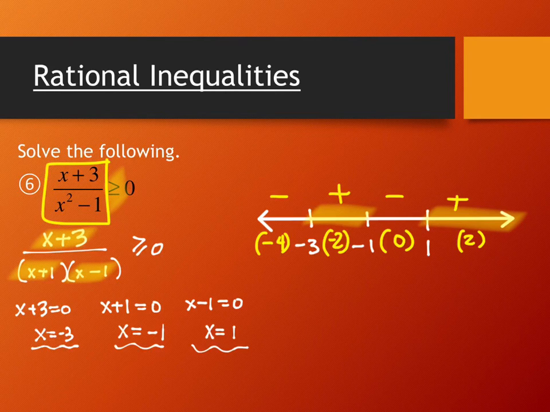I get to put brackets in some locations and not in others. So for example, x equal -3 would really make this thing equal to 0, right? So I can actually put a bracket on the -3 value, and it has to open in the direction of the shading, so it would look like this.